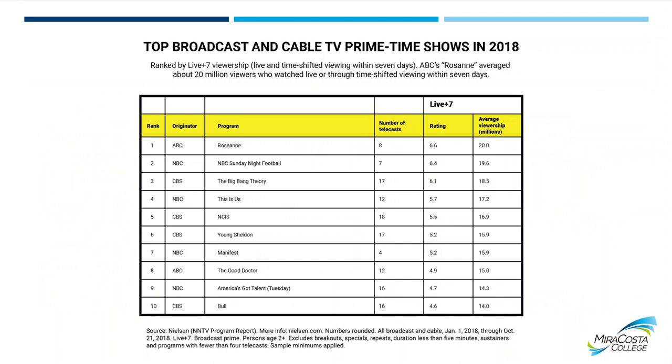So the top broadcast and cable TV primetime shows in 2018. I don't know if any of you guys have seen any of these shows, but ranked number 1 was Roseanne, until that went down the tubes, right? Sunday Night Football, The Big Bang Theory, This Is Us, NCIS, Young Sheldon, Manifest, The Good Doctor, America's Got Talent, and Bull. So think about these shows that you've watched. Would you agree or disagree with this chart?